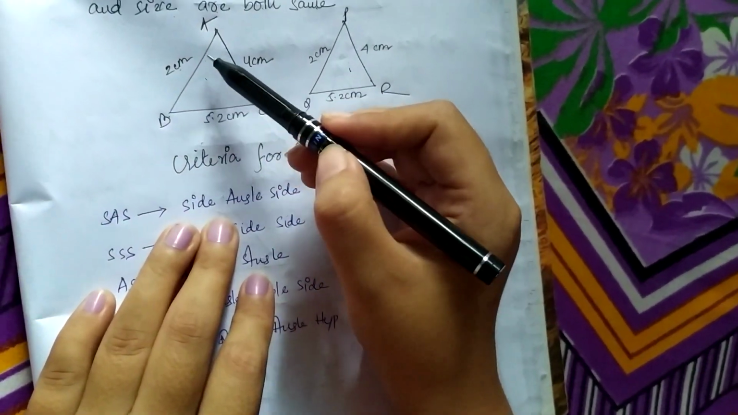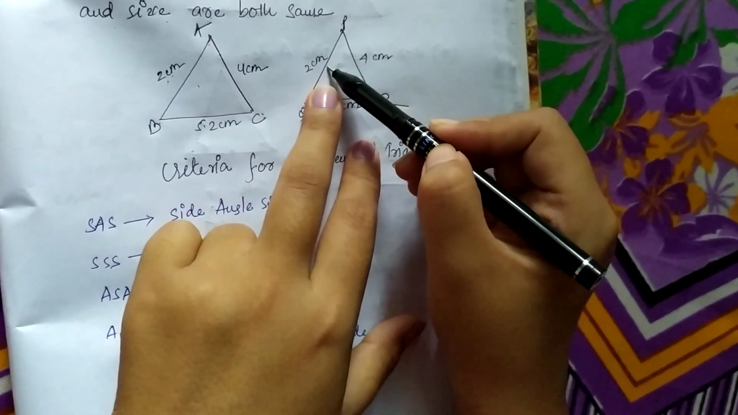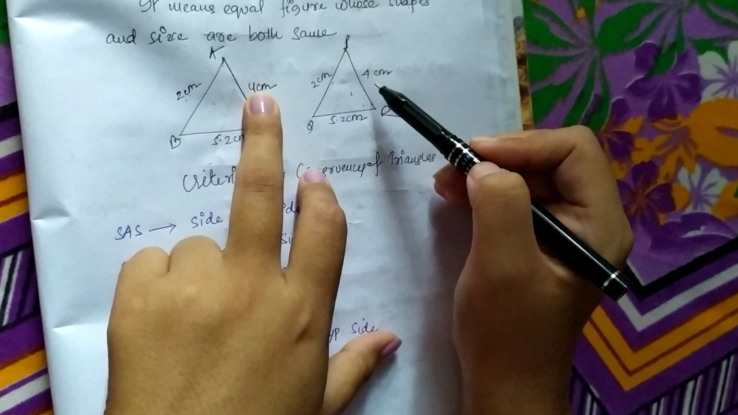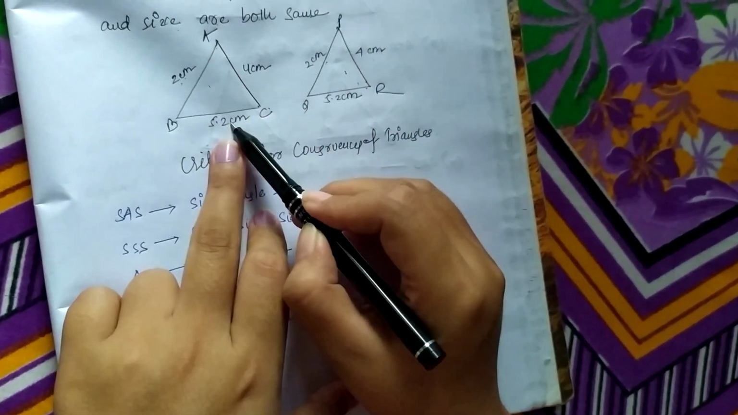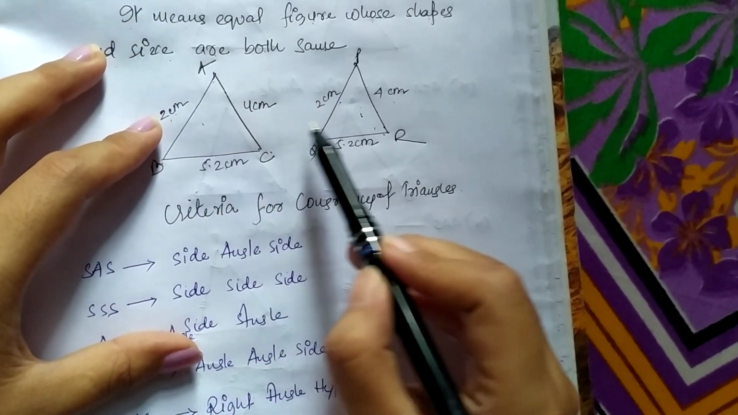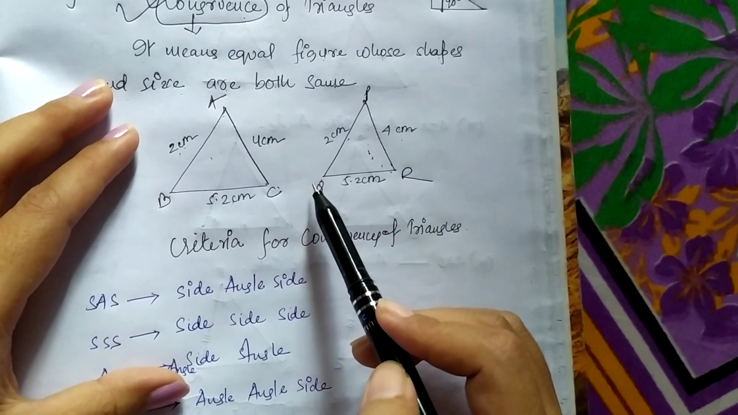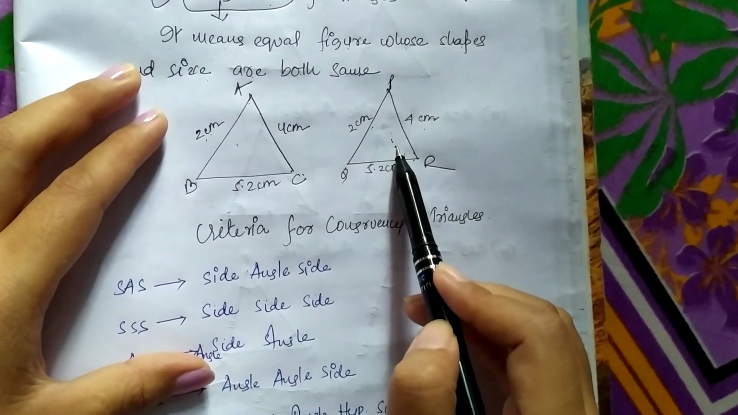Here see, the side AB is of length 2 cm, also the side PQ is of length 2 cm. Also AC equals 4, PR equals 4 cm and BC equals 5.2, QR equals 5.2. Here see, the two respective figures are of same shapes. Also the respective measurements are also same. In that case, we can say that the two respective figures are congruent.